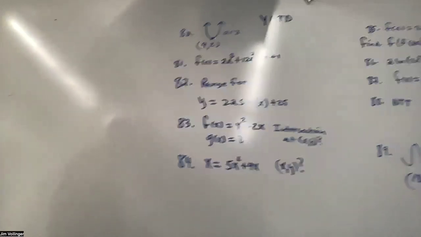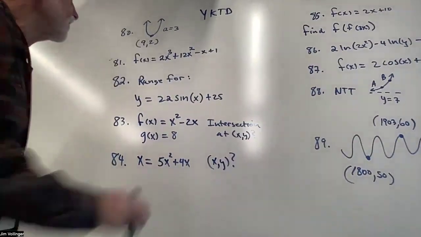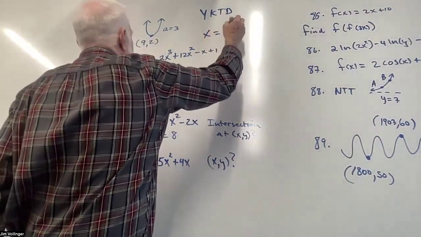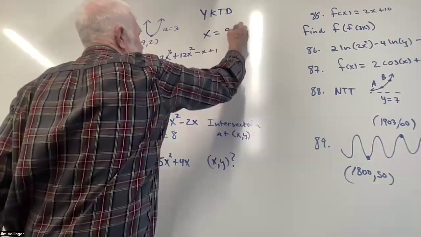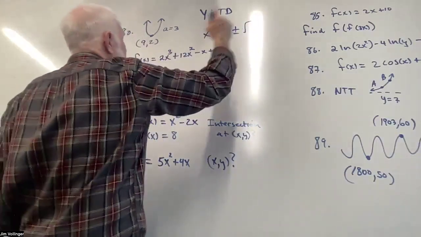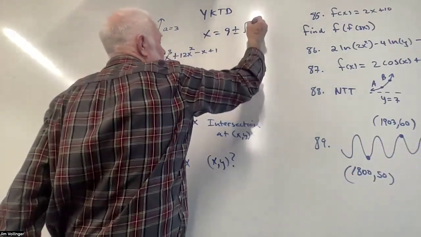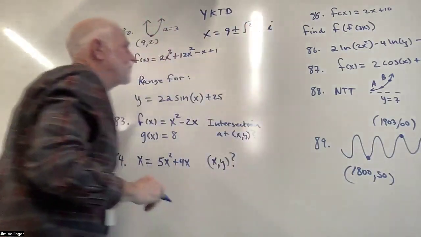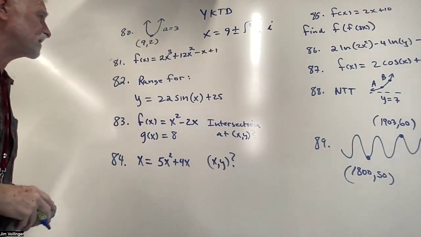Next, you know the drill. We've been doing these the first 5 lesson sets. So x equals 9 plus minus the square root of negative 2 over 3. So I'm going to write 2 over 3i. Okay, and that's been explained in earlier lesson sets.